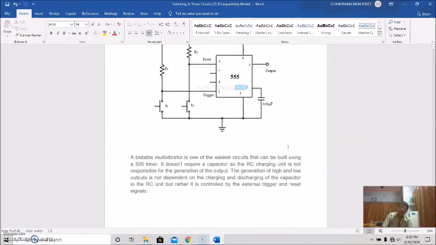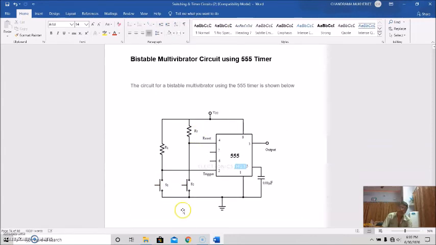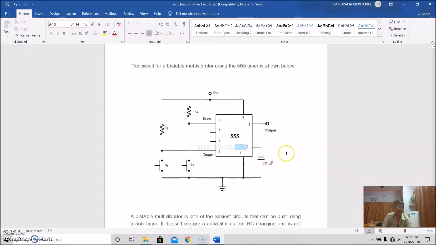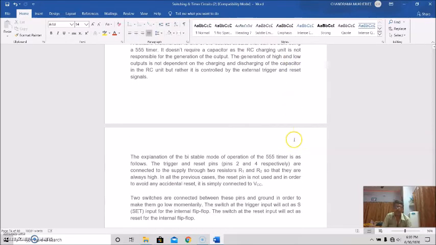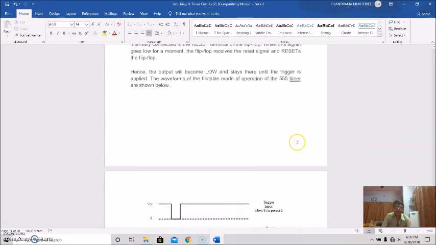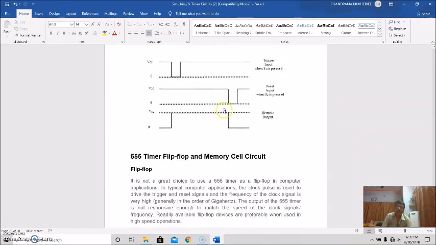Once again, this is the circuit diagram. No capacitor C is used, that is not required. Initially this is pressed, the supply is shorted to the ground for the set, and the output will be low, and until it is pressed and reset, the output will again come to the other stable state, low. So in this way it works. Now this is the waveforms.